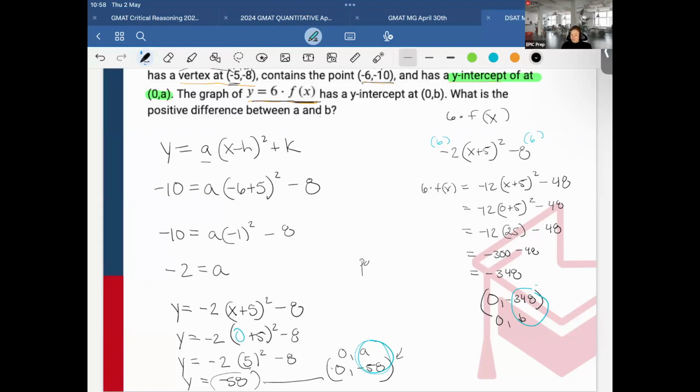Okay, but anyways, to find the positive difference, remember it says positive difference, so I'm going to be using absolute value here. I would just take between a and b, so it would be -348 minus -58. And remember here, careful, distribute the negative, so it becomes -348 plus 58. And that becomes -290, and as for the positive difference, it'll be 290 as the answer.